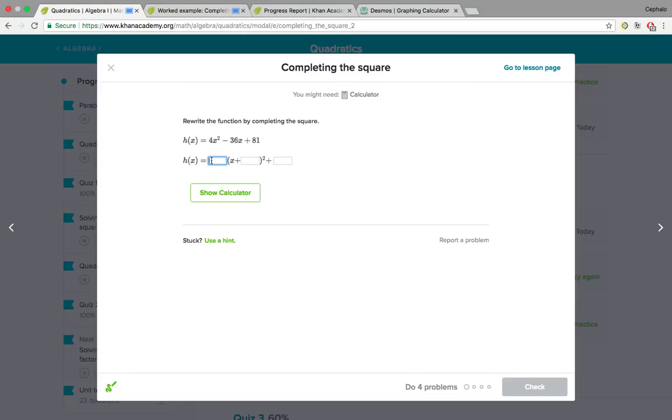Let's try something. If it doesn't work, try something else. 36x plus 81. See, those are divisible by 9. So let's pull out a 9. Minus 9, 4x plus 9. Was that helpful in any way? No, that was not helpful.